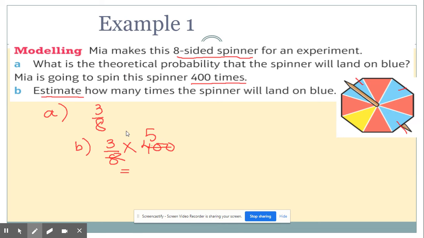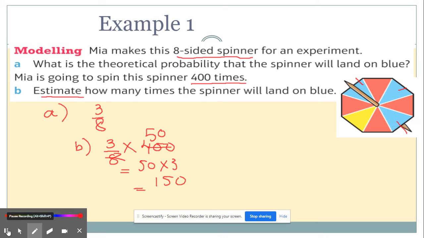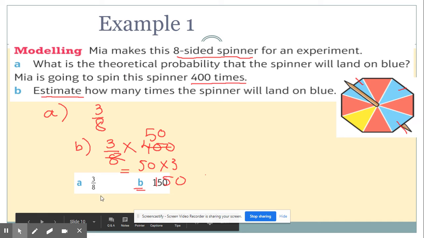8 times 1 is 8. 8 times 5 is 40, and 0. 50 times 3 is equal to 150. So my answer to part A is 3 over 8, and the answer to part B is 150.